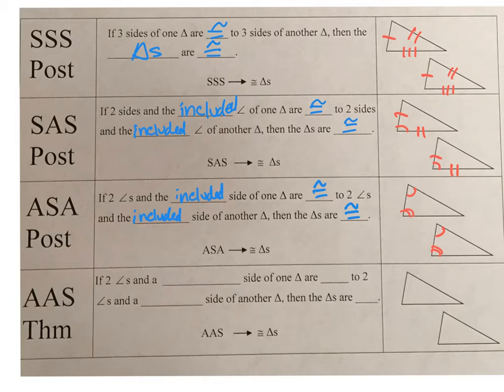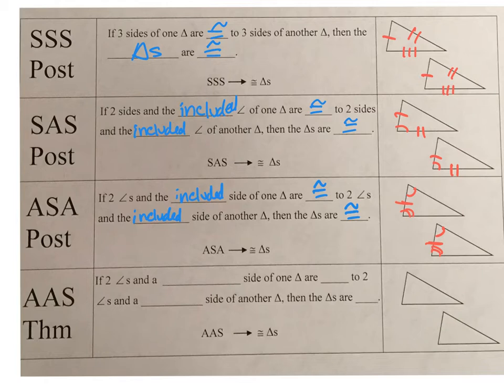Okay, now, what would be the included side? Well, the included side would be this side that the two angles have in common. All right, so mark that pair of sides congruent, and the angle-side-angle postulate guarantees that that's enough to prove that the two triangles are congruent. We don't have to worry about the other parts.